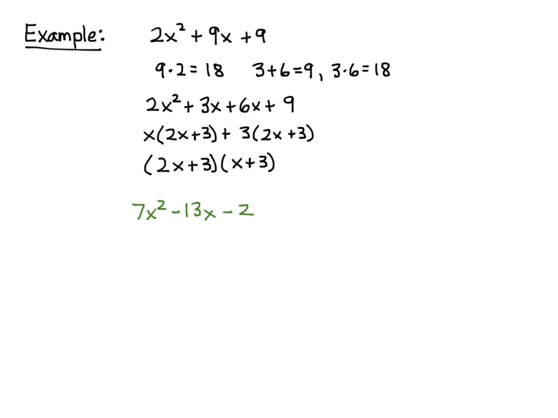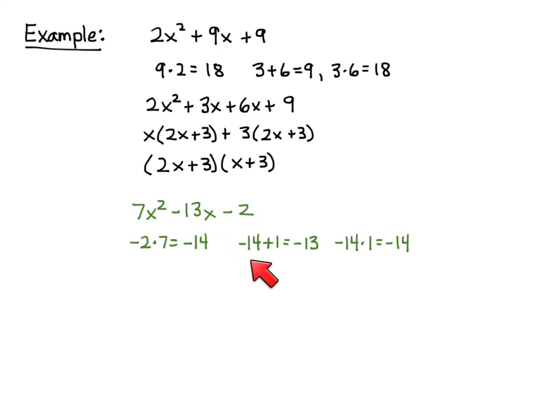Okay, so let me try one with negatives now. Negatives work the same way, and it's the same rule that we had before about when you have negatives, what is negative, what's positive, and all that. So the first thing that we'll do is we'll take 7 times negative 2, and we get negative 14. Okay, so we know since the negative 14, or this last term, is negative, we know that we're going to have opposite signs. And so we know that the one with the larger factor is going to be negative.